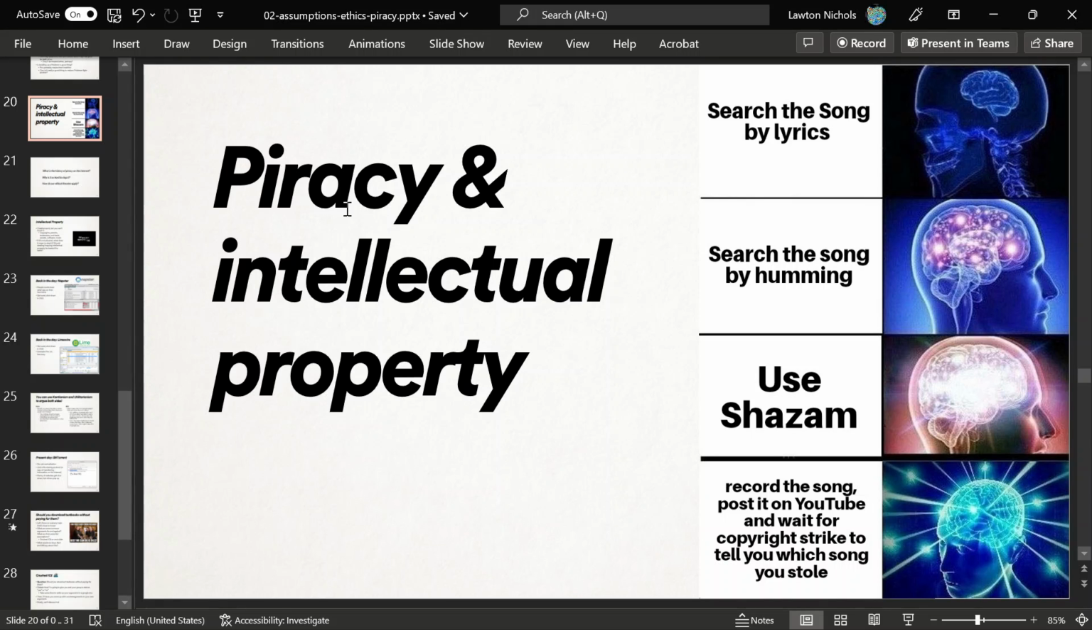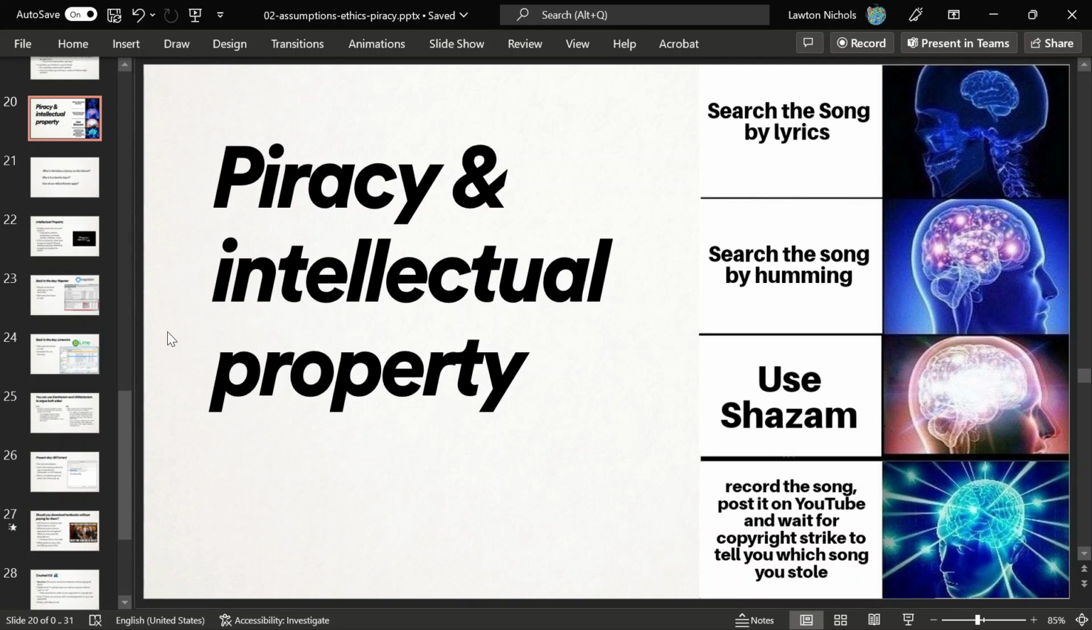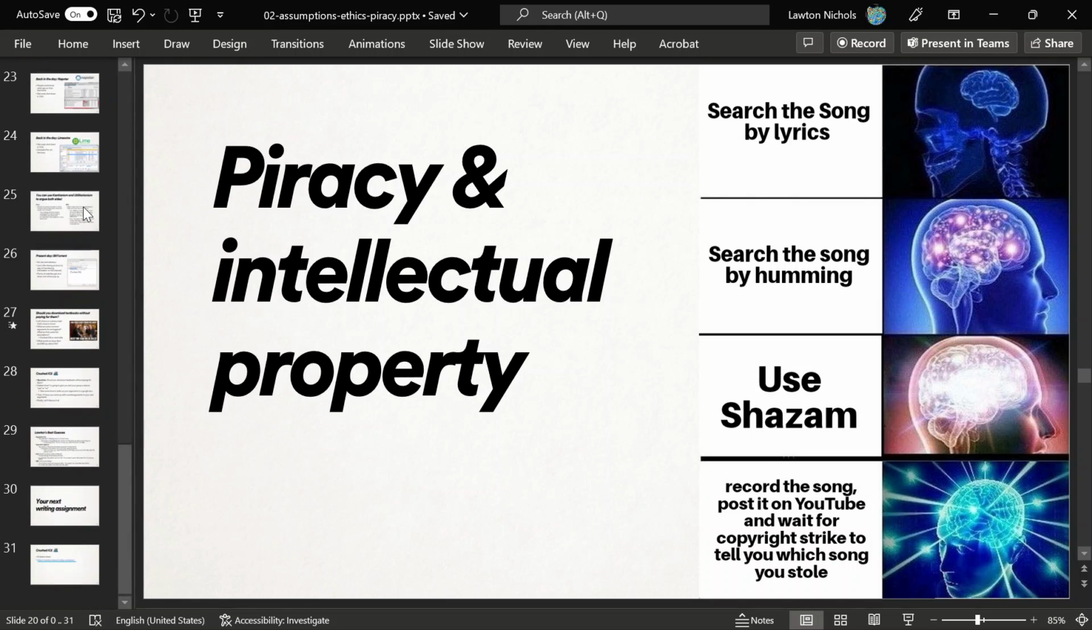So let's talk about piracy as well as a fancy term called intellectual property, because when you pirate something on the internet, there is usually this term deep down. You are violating somebody's intellectual property a lot of the time. Okay? So I'll try and answer these questions in this last little subsection for us today.